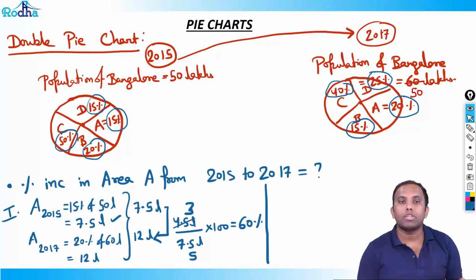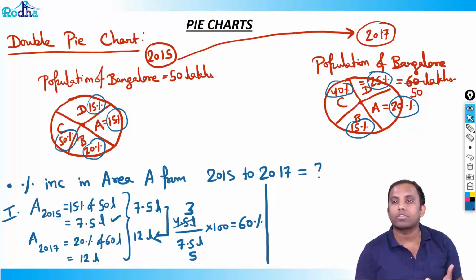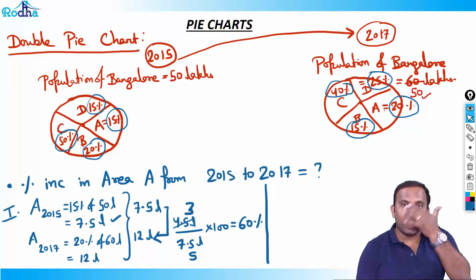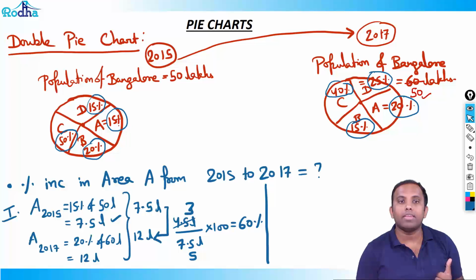In this case, area A population is 15% of 50 lakhs and now 20% of 50 lakhs. So I can directly say what the actual increase is, 15 to 25% of 50. Answer is 2.5 lakhs, if it was 50 lakhs here instead of 60. So I'll directly say area A is increased by 5 percentage point.